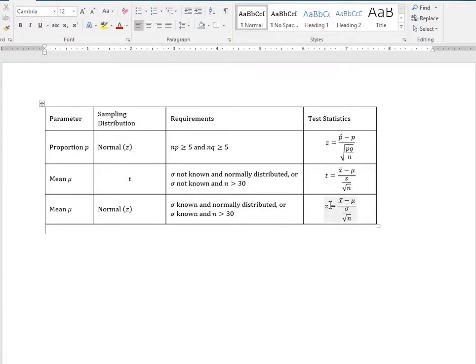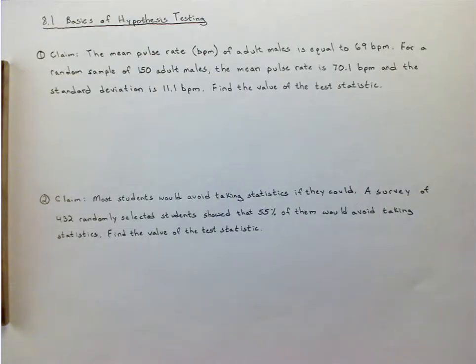Z, T, and Z. For proportions, we use the z-score. For a mean, whenever our problem deals with a mean and the population standard deviation is not known, we use t. In dealing with the mean, but the standard deviation is known, we use z. So the criteria is fairly simple. We just have to make sure that we understand this table, and that's located in your book.